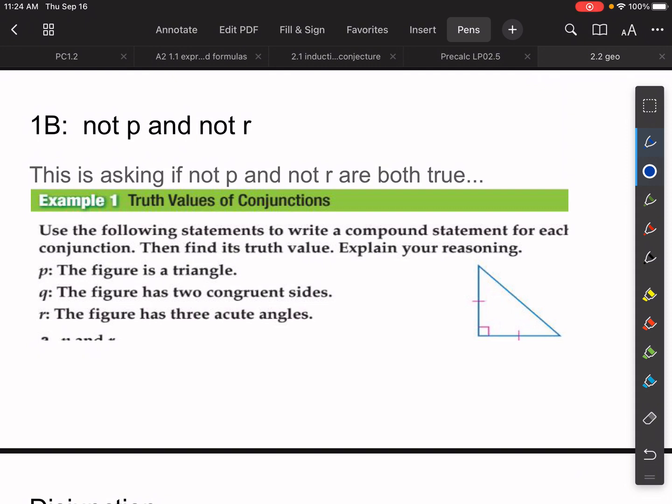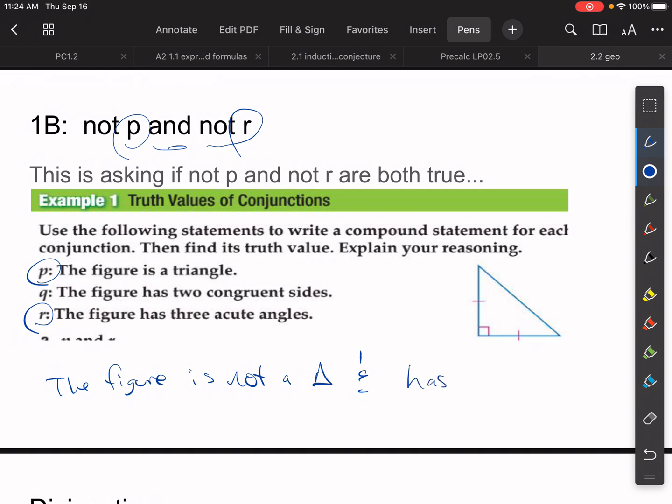For 1B, this says not P and not R. So we have to put the word not in there. We're looking at P and R, and it's important to identify the statement first. Here we would say the figure is not a triangle, and has three acute angles. Well, it turns out the figure is a triangle, so this statement is false. And we already know that the other one is false as well, because if we have a right angle, it's not acute.